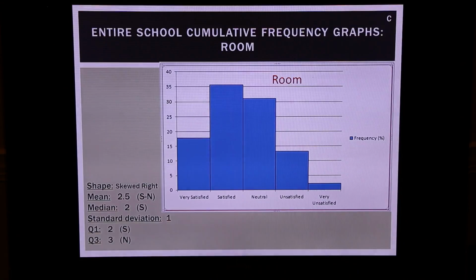Median gives us the average being satisfied. The standard deviation is 1, so again, teachers fall within 1 response of satisfied, so either very satisfied or neutral. Our Q1 is satisfied and our Q3 is neutral, so 75% of the data that we collected, 75% of teachers, said they're satisfied or neutral.